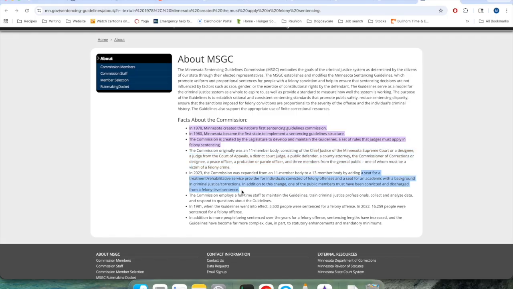It also includes a seat for a treatment or rehabilitative service provider for individuals convicted of felony offenses, and a seat for an academic with a background in criminal justice and corrections. In addition, one of the public members must have been convicted and discharged from a felony level sentence.